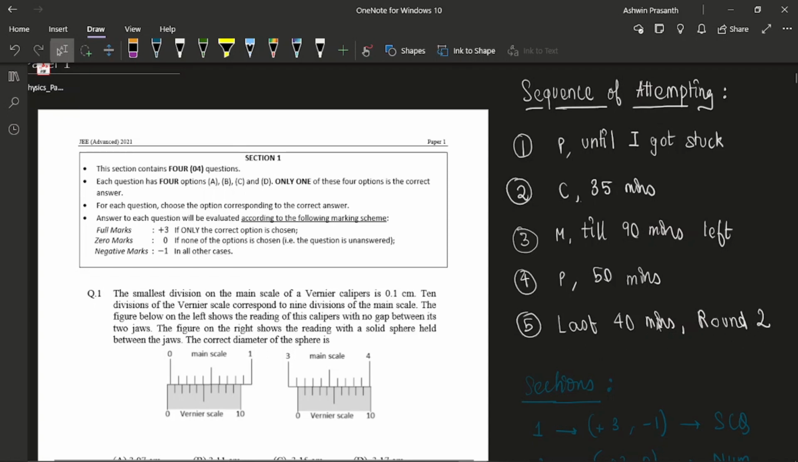What do I mean by round two? So these include questions that I felt would go lengthy, even though they were easy, or questions that I found tough at first, which I knew I wouldn't be able to solve directly. So these are the questions in round two that I would do in the last 40 minutes.